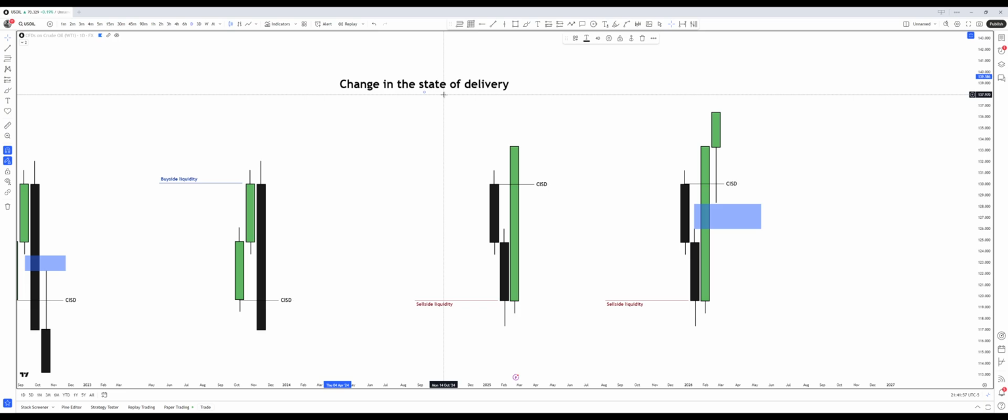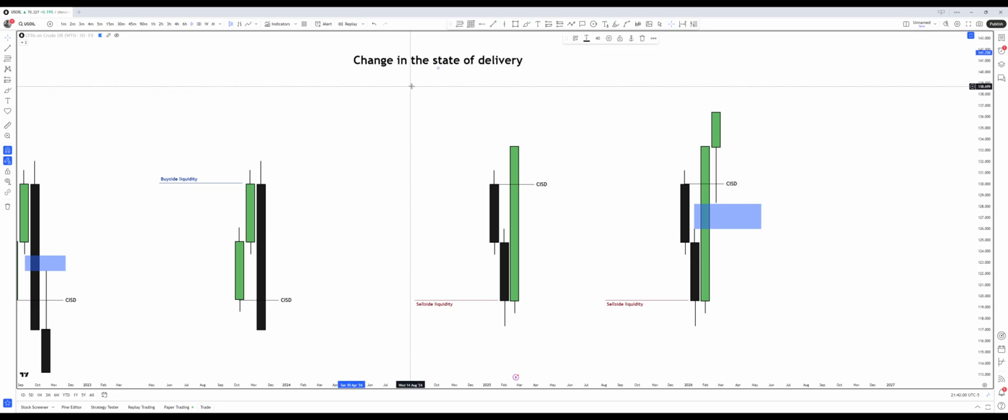a change in the state of delivery potentially happens when the markets go from a sell program to a buy program, or vice versa, from a buy program to a sell program. Right, so this is when the algorithm shifts gears from bullish to bearish, from bearish to bullish.